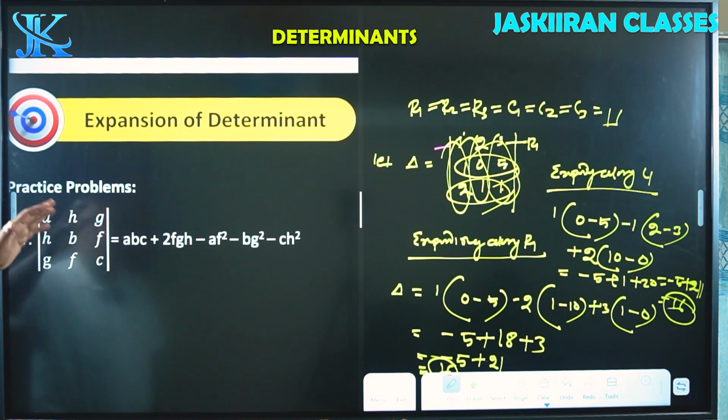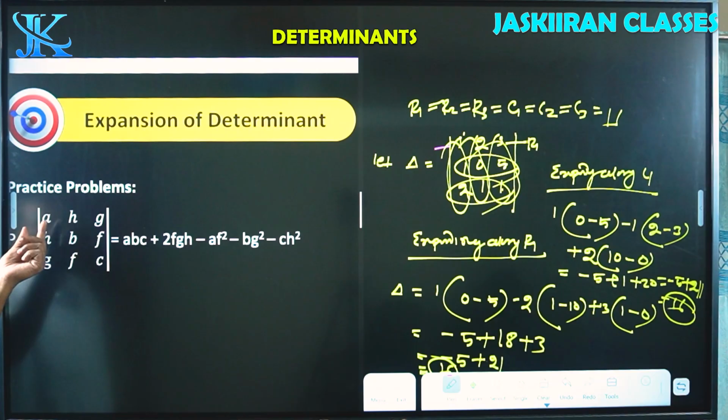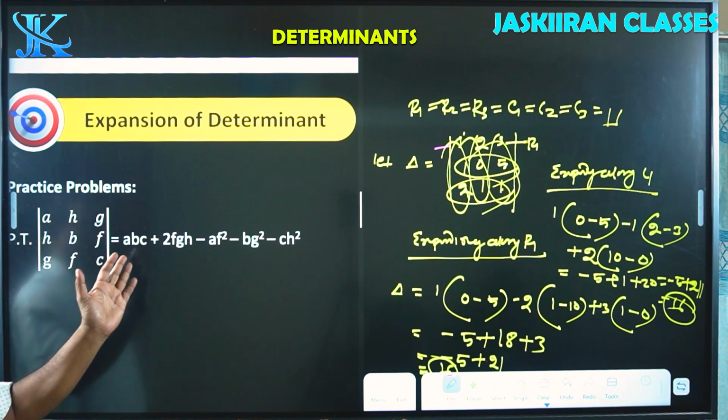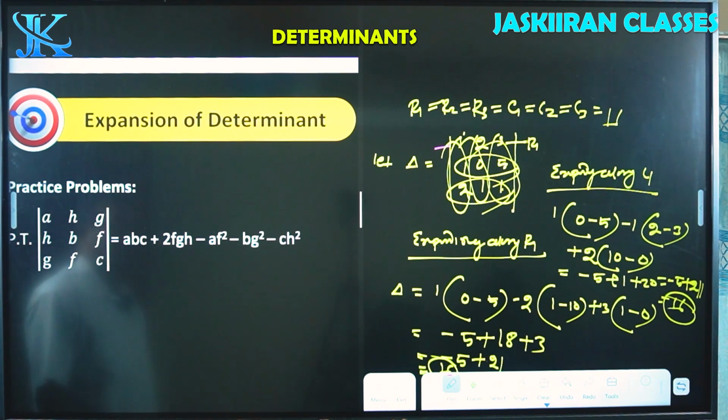See, this practical problem that is given is a magic determinant. It can be expanded like this: ABC plus 2FGH minus AF square minus BG square minus CH square.